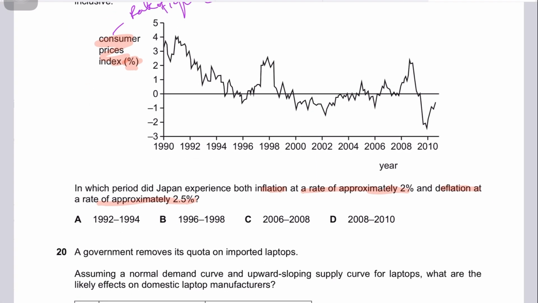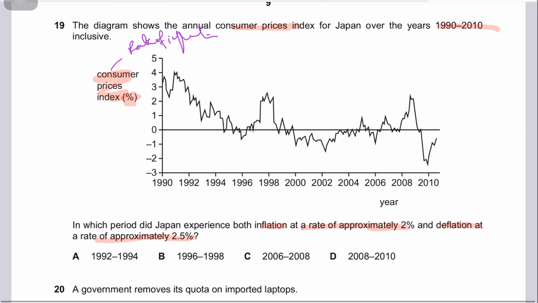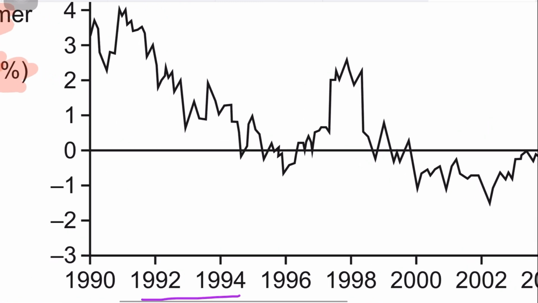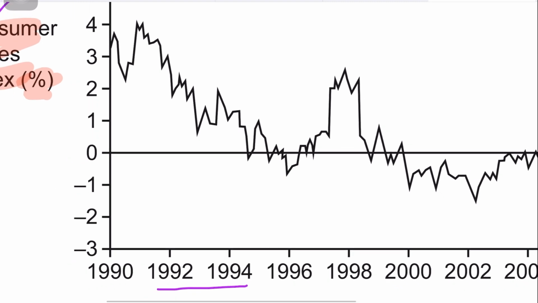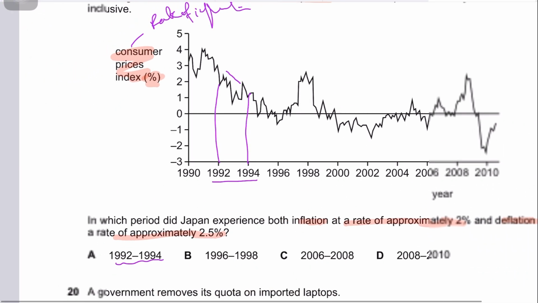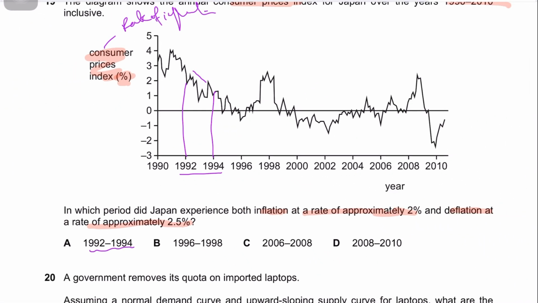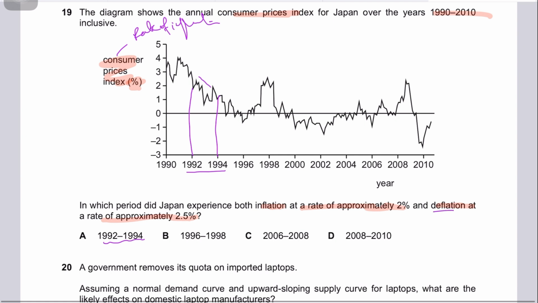For these kinds of questions, we look at the answer options. Option A is 1992 to 1994. If we look at 92 to 94, inflation is actually going down on average. Though it increased a bit, in 94 it has gone down to 1%, but there's no deflation, right? Although inflation is approximately between 1 and 2%, we don't see any deflation.